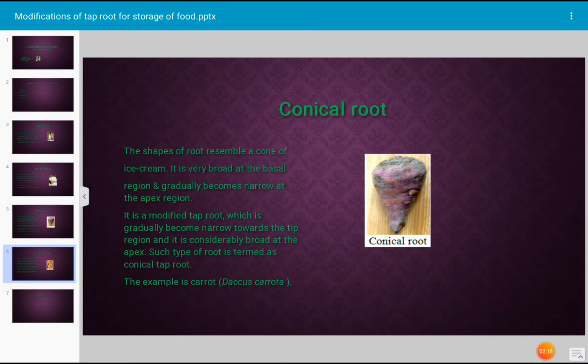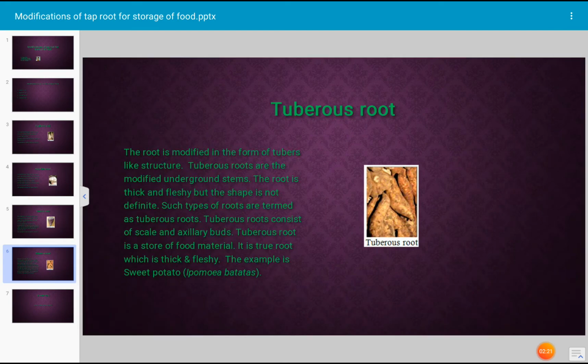Okay, next, tuberous root. The root is modified in the form of tuber-like structures. Tuberous roots are the modified underground stems. The root is thick and fleshy, but the shape is not definite. Such type of roots are described as tuberous roots. Tuberous roots consist of scale and axillary buds. Tuberous root is a store of food material. It is a true root which is thick and fleshy. The example is sweet potato. Its botanical name is Ipomoea batatas.